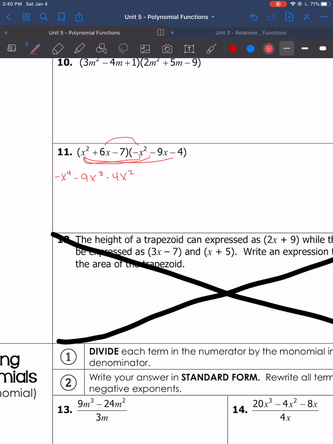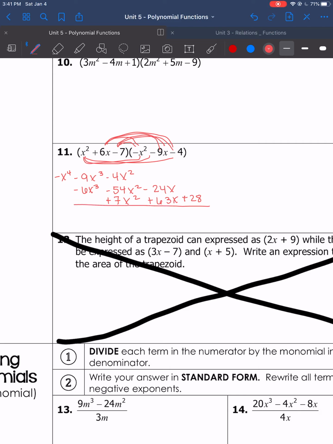So 6x times negative x squared gives me negative 6x cubed. 6x times negative 9x gives me negative 54x squared. And 6x times negative 4 gives me negative 24x. Negative 7 times x squared gives me, actually, positive 7x squared because of the negative and the negative. And this negative 7 times negative 9 gives me a positive 63x. And negative 7 times negative 4 gives me a positive 28.